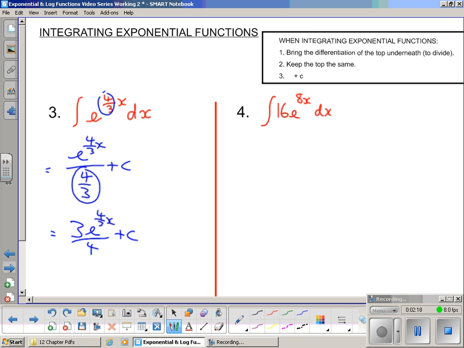Okay, here we've got 8x up the top, so the differentiation of the 8x will be 8. So our answer here will be 16e to the 8x over our 8 plus c, and I think you can spot where we can simplify that down by dividing 8 into 16 goes twice, so we get 2e to the 8x plus c for our final answer.